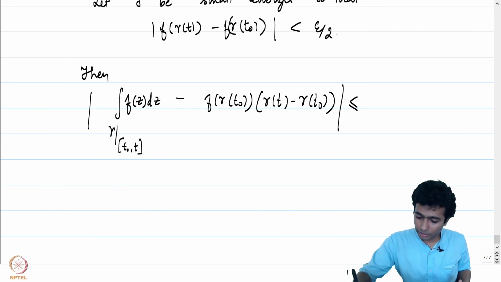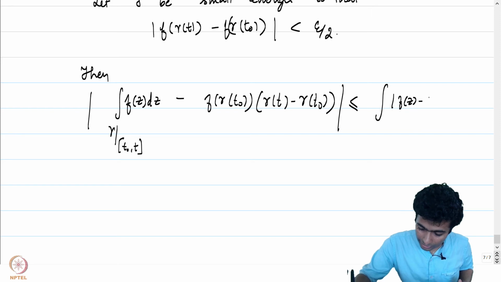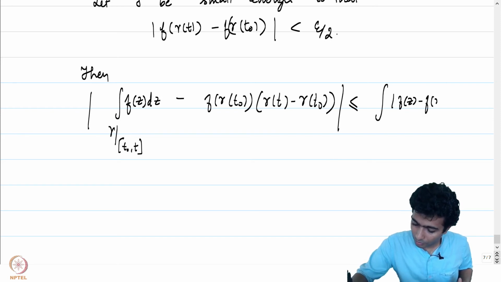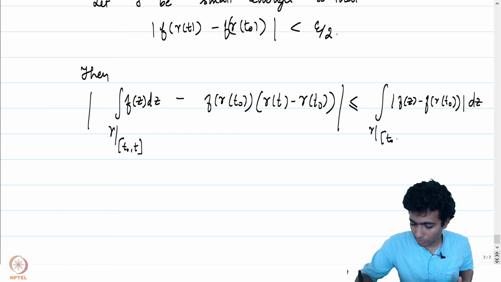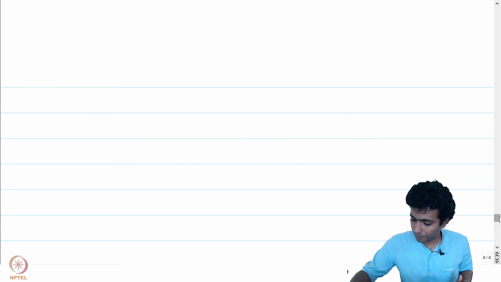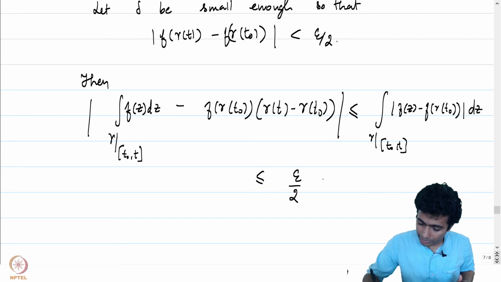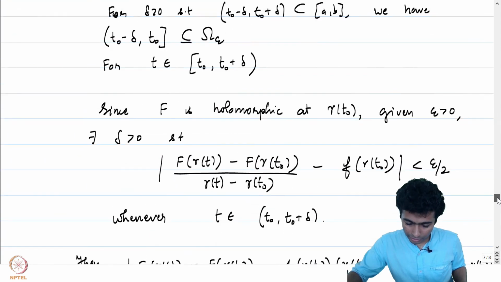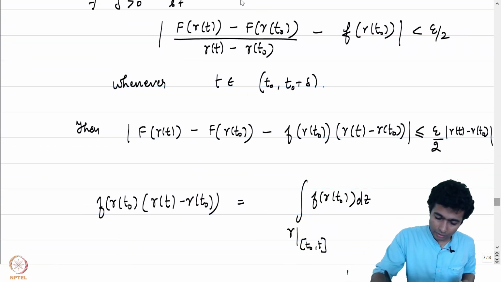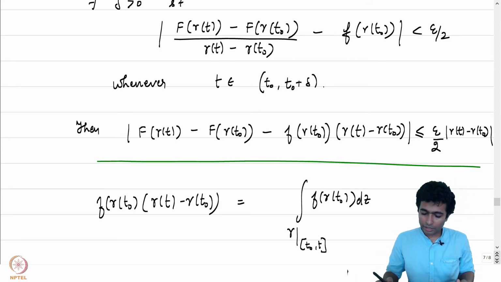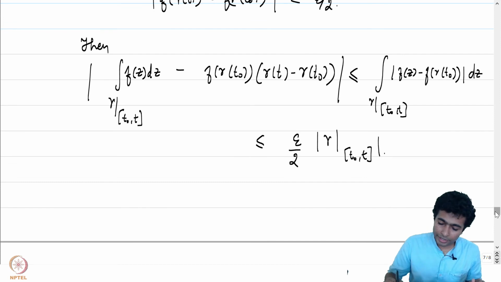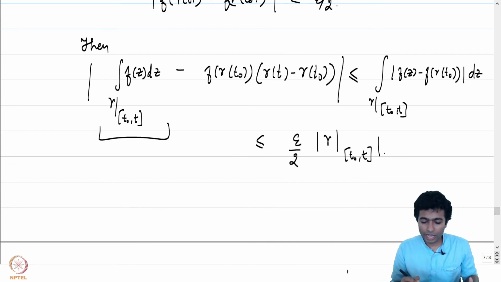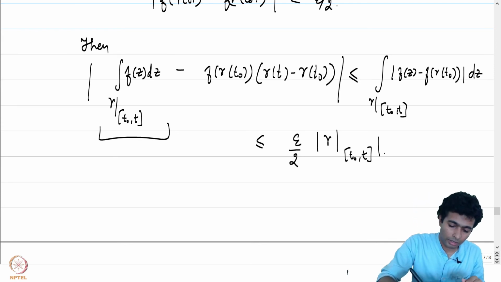This is going to be less than or equal to the integral of the absolute value of f of z minus f of gamma of t, rather t naught, dz over gamma restricted to t naught comma t, and we know that this is less than or equal to epsilon by 2 times the arc length of gamma restricted to t naught comma t. Okay, so let's get back to what we were proving. By using the triangle inequality here, we now have an estimate on the integral of f dz restricted to gamma t naught comma t.